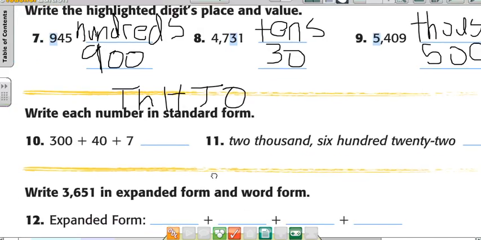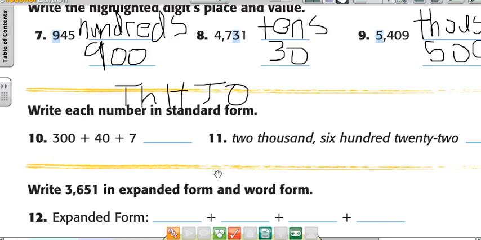Now, number 10 says, write the number in standard form. By the way, standard form is this. So I have 300 plus 40 plus 7. What number am I writing? 3, 4, and 7. So I'm basically just crossing out the zeros, right? And putting the numbers together.